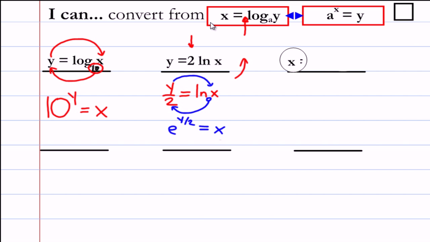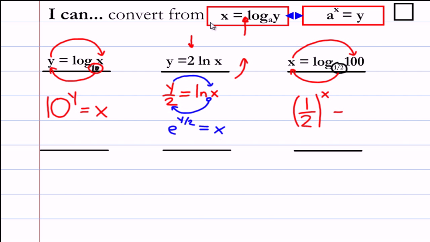Another example, x equals log base 1/2 of 100. Don't panic if you see a fraction, it's still just a base. We treat it the same. Start with the base, go across the equal sign to pick up the neighbor in the other form. So 1/2 raised to the x, and then come back and pick up the last term.